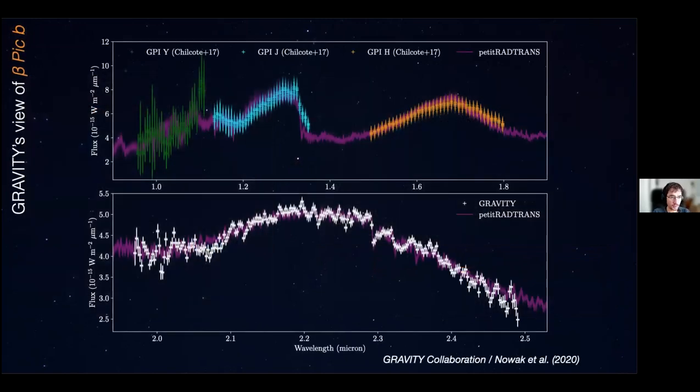In the upper panel, you have the archival GPI data that was in existence previously for this planet. And in the lower panel, we have the K-band spectrum of beta Pic b. And you see in purple, that's basically a sample from the best fit model that we got from the retrieval. And you see it's fitting quite well, especially here where the signal-to-noise is high.